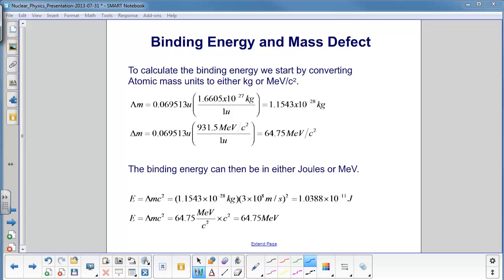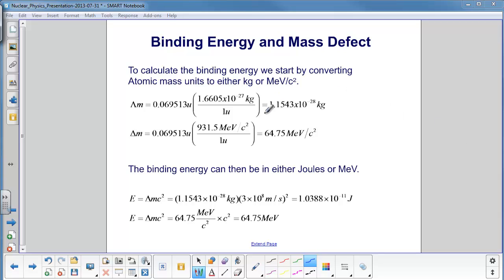The neutrons and the protons weigh more than the nucleus that is put together from them. And that missing mass is converted into energy, which is the binding energy. So the binding energy is either how much energy you need to break it apart, or it's how much energy is released when you put the neutrons and protons together to make a nucleus.